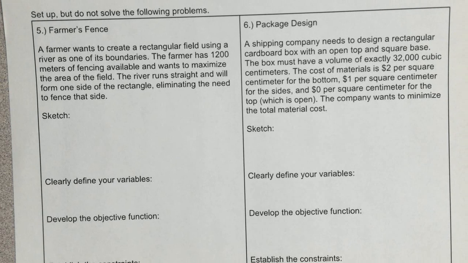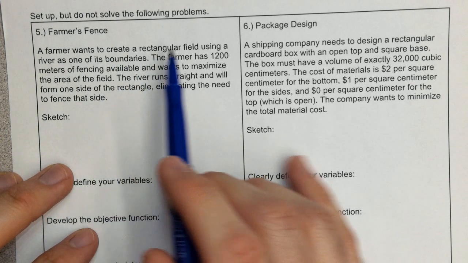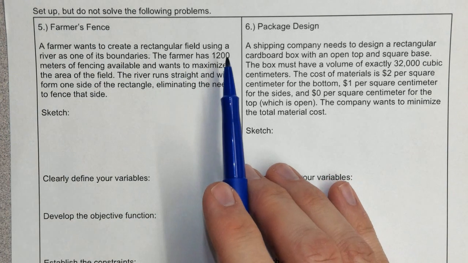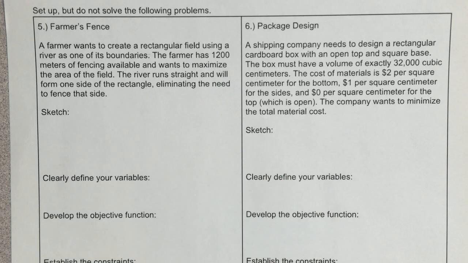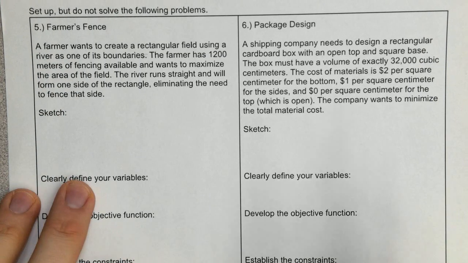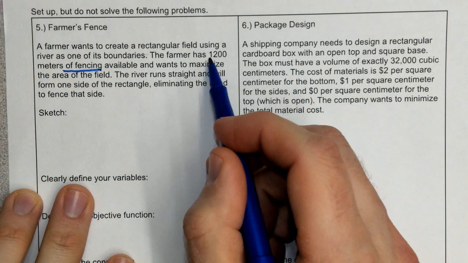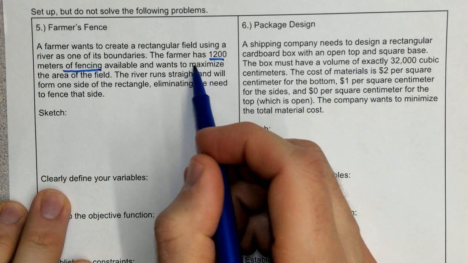Okay, so let's look at number 5. Number 5, a farmer wants to create a rectangular field using a river as one of its boundaries. The farmer has 1,200 meters of fencing available and wants to maximize the area. So we have a constraint on how much fencing this farmer has. Okay, the river runs straight and will form one side of the rectangle, eliminating the need to fence that side. Okay, so let's look at what we have. 1,200 meters of fencing. Okay, that's definitely a constraint, and we want to maximize area.